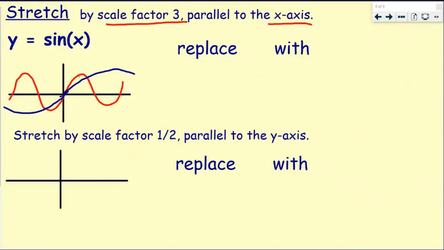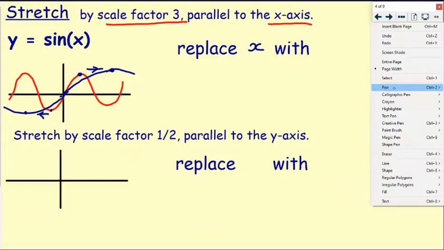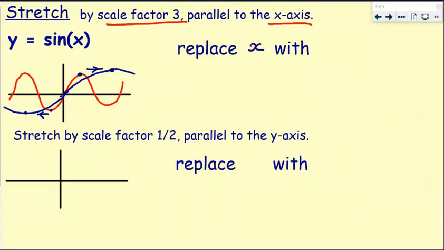It's the x coordinates that are stretching or moving. The height of these coordinates is staying the same. So it's the x coordinate that we have to replace. And here we want to multiply the x coordinate by 3, or that would be the intuitive thing. So we do the opposite. We're going to be dividing it by 3. We're going to have x divided by 3.